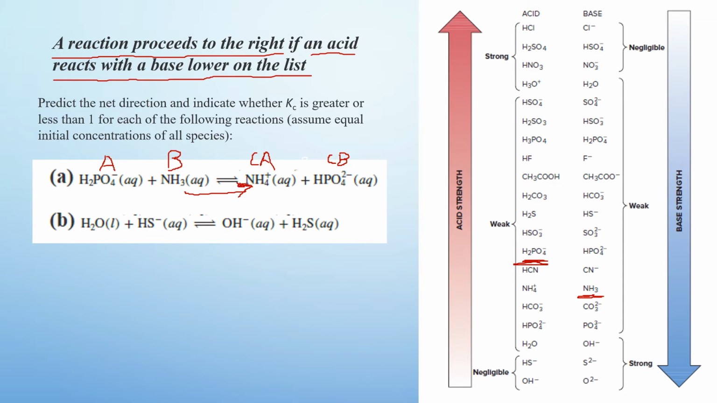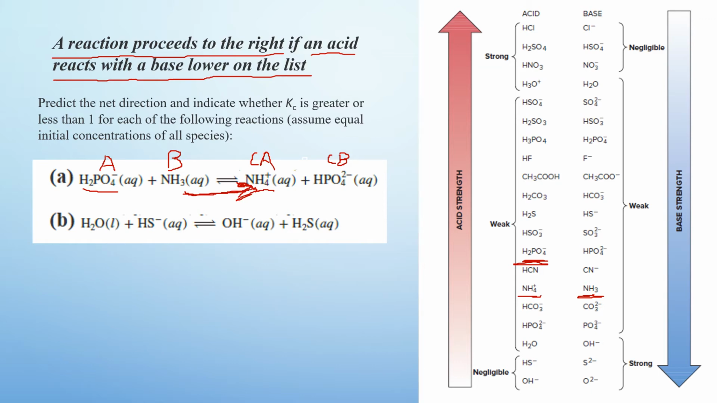So that means H2PO4- is a stronger acid than ammonium, the conjugate acid. We can compare them: ammonium is NH4+ right here, and H2PO4- is higher, so it is a stronger acid. That just proves that our answer is correct, so this reaction will proceed to the right.